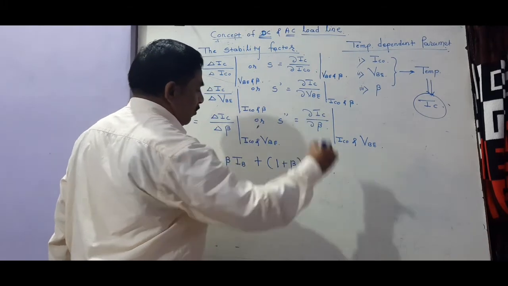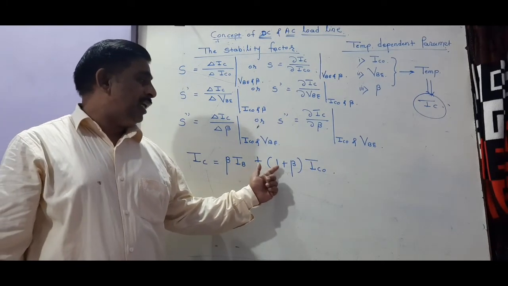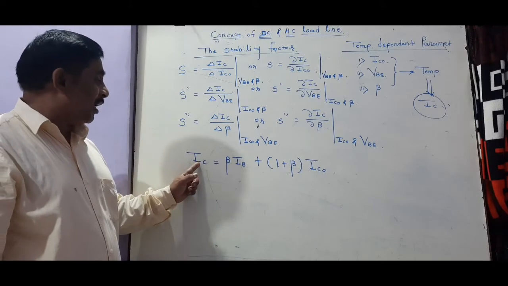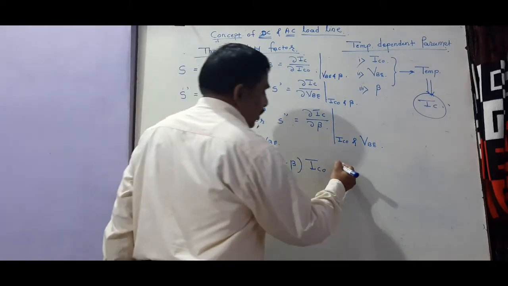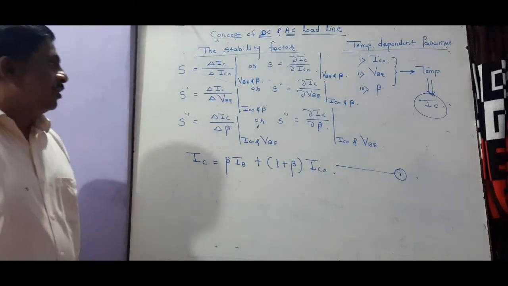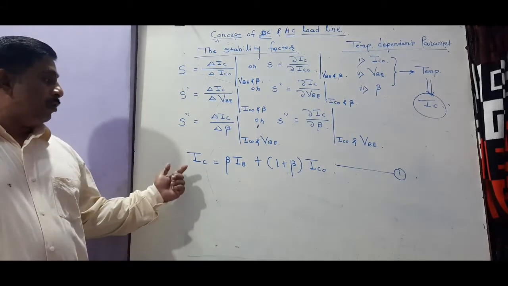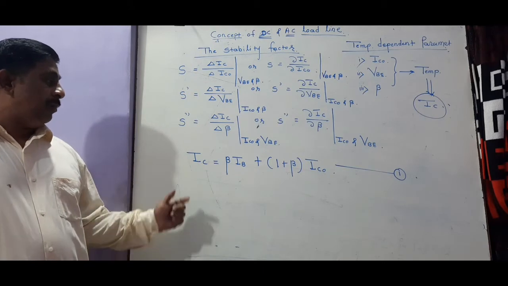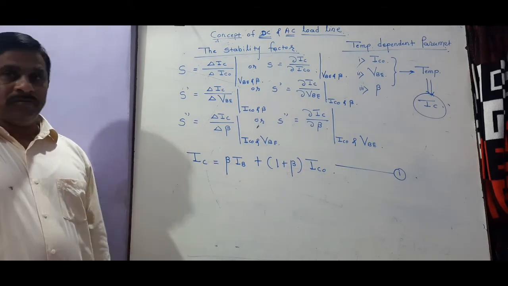So (1 + beta) times IB plus (1 + beta) times IC0. This is the basic output collector current for the common emitter amplifier. Now using this equation, we will obtain the general equation for stability. To obtain the general equation for stability, differentiate this equation with respect to IC0.